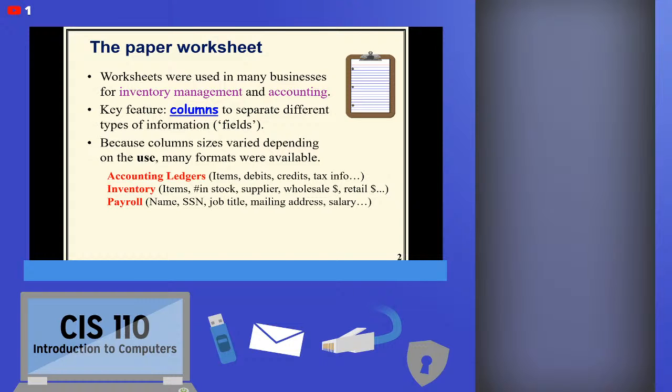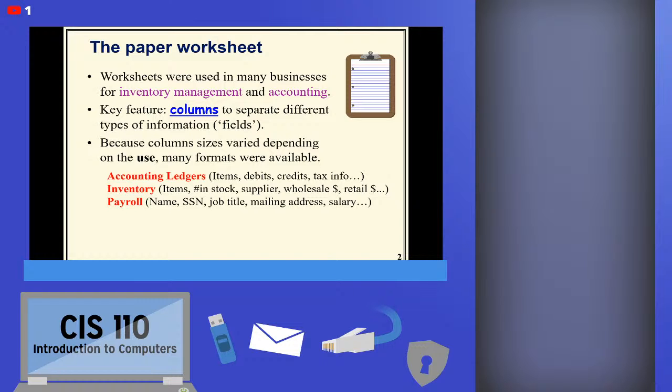So we had these worksheets, and they were used in many different types of businesses: inventory management, accounting, payroll, all these different sorts of things. We had these different types of paper worksheets that were designed for these purposes. And you'd go to the office supply store and you could get either a specific sort of geared book that contained these specific worksheets, like accounting ledgers or inventory sheets or payroll sheets, or you could get something more generic, just a grid that you could kind of fill out yourself.